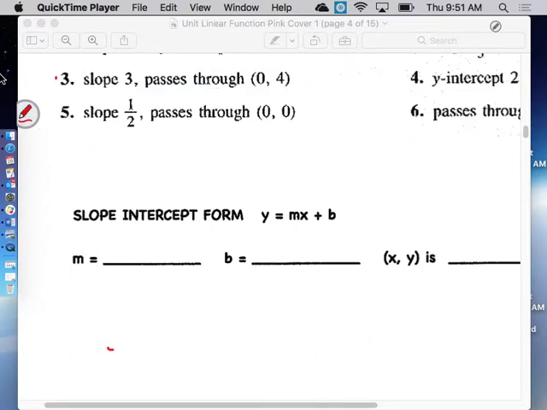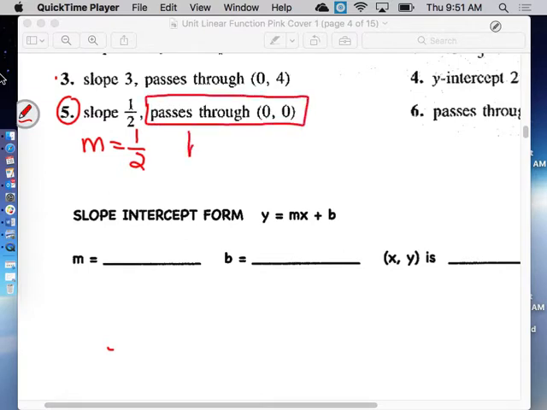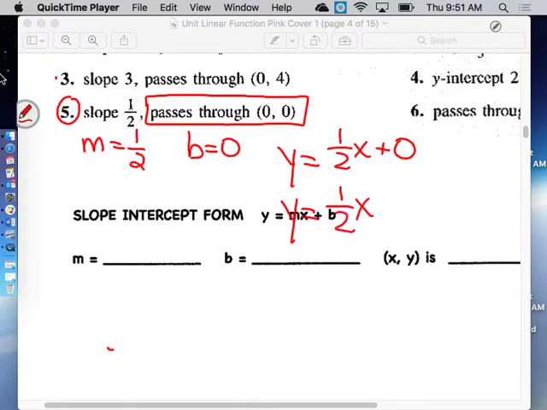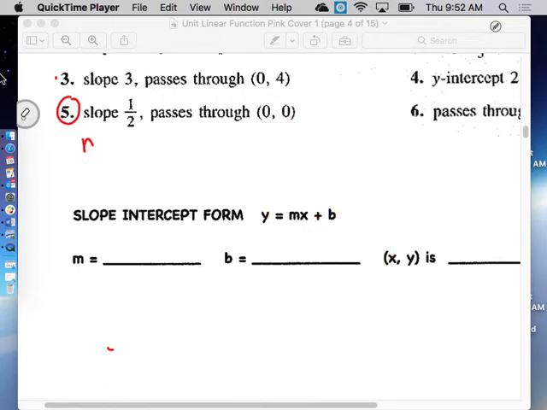If you did something like number 5, the slope is 1/2, and you're told that it passes through the origin. If it's passing through the origin, that means that b itself is 0. So to write your equation, y equals 1/2 x plus 0, but you probably wouldn't write it like that. You probably would write it like this: y equals just 1/2 x. It's not incorrect to do the plus 0, but I think this is the more standard way that you would see something like that written or presented. Okay, let's look at some other problems on the other side.